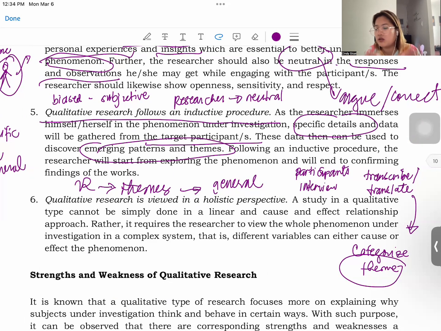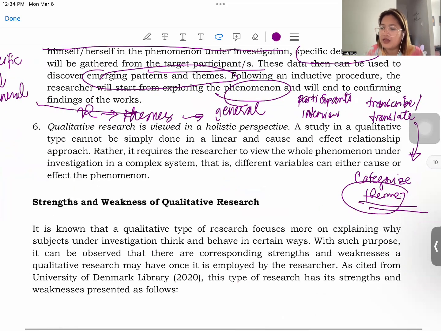Hanggang malimit mo siya dun sa desired, baga, lahat ng very specific na trim down mo na. Yung mga magkaka-relate, magkakasama na sila. Then you have your major themes. Okay? Following an inductive procedure, the researcher will start from exploring the phenomenon, tapos titignan yung findings of the work.